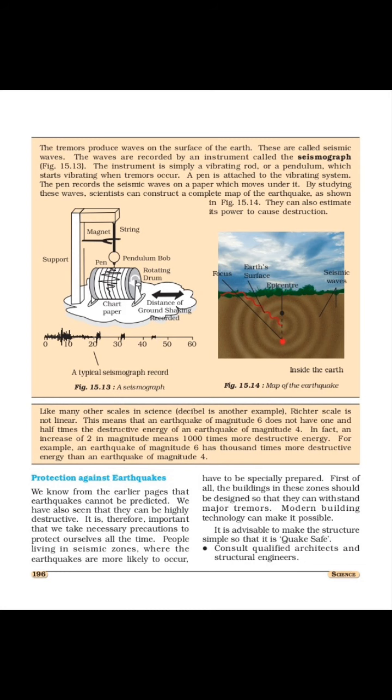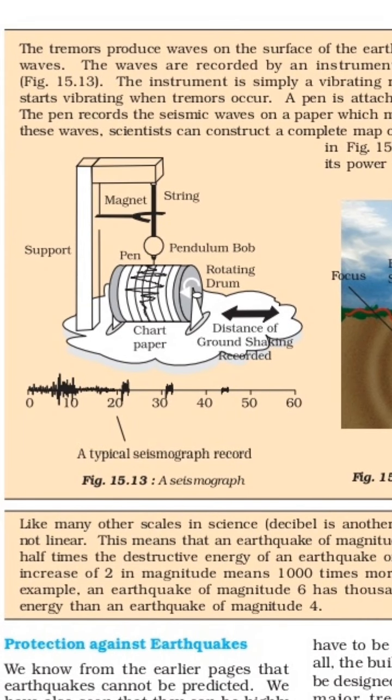Now see our next point. The tremors produce waves on the surface of the earth. These are called seismic waves, bhukamp lahari. The waves are recorded by an instrument called a seismograph.